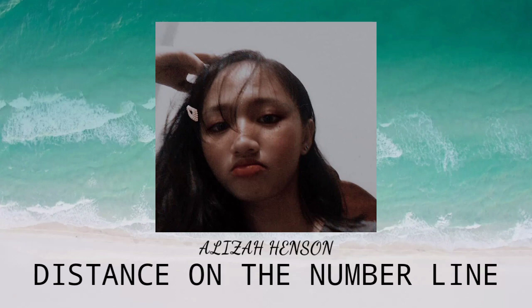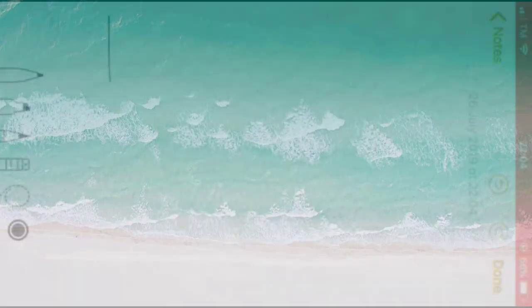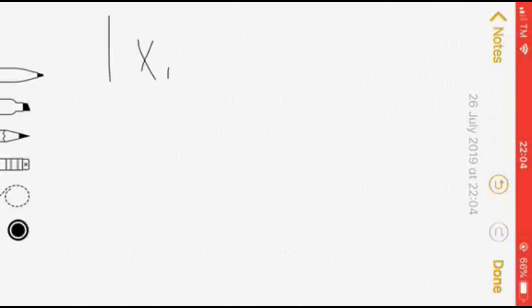The first part of this video about analytic geometry is how to find the distance on the number line. This is very simple, you just have to follow all these steps. The formula in finding the distance is absolute value x sub 2 minus x sub 1.